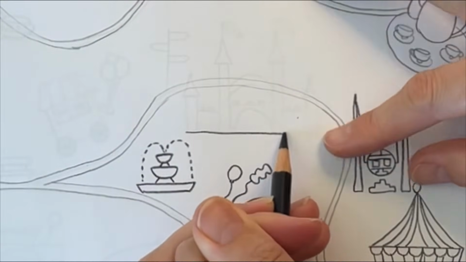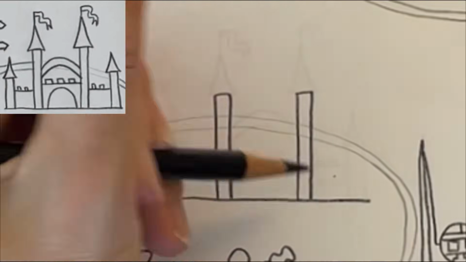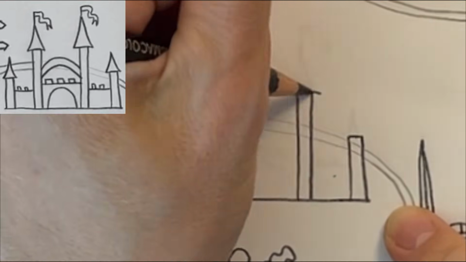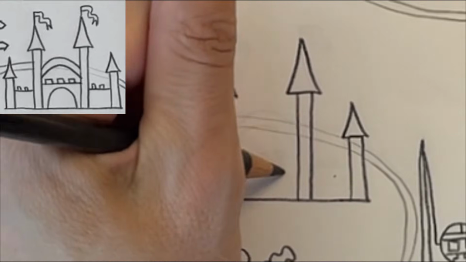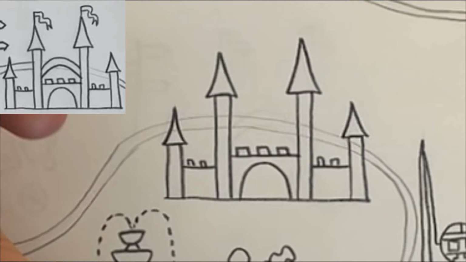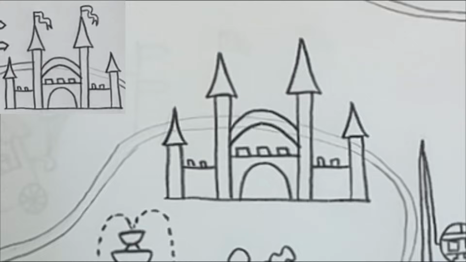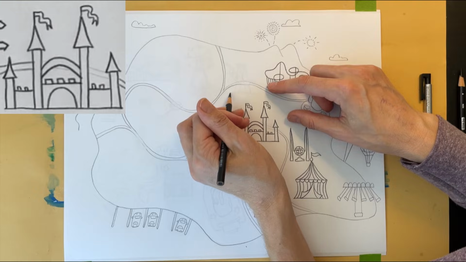This straight line will be the foundation of a castle. Next, I add the castle towers. These pointy rectangles are the castle spires. Next, an arched entrance, and then drawing the castle walls with battlements on top. Lastly, I'm putting an additional arch on top and a couple flags waving in the wind.